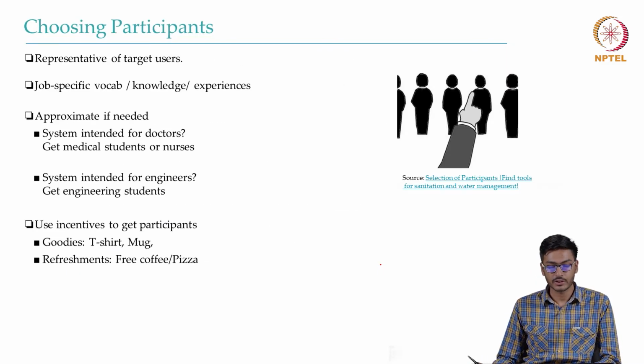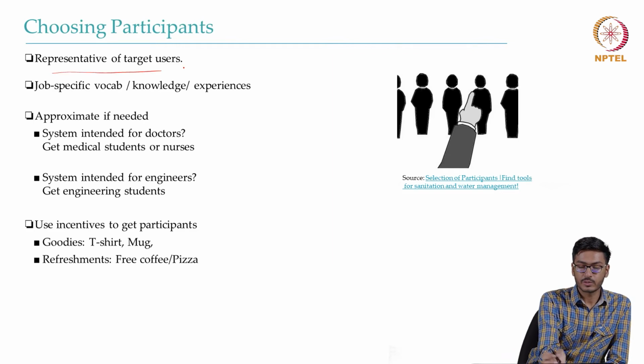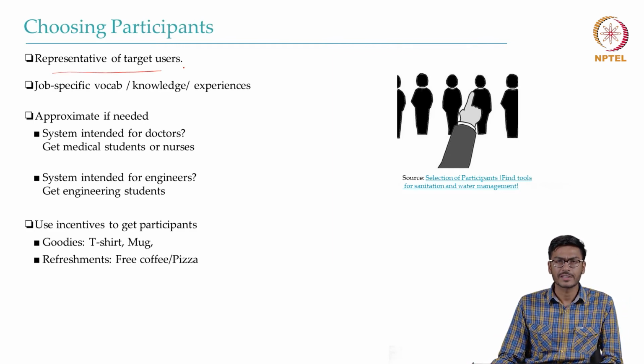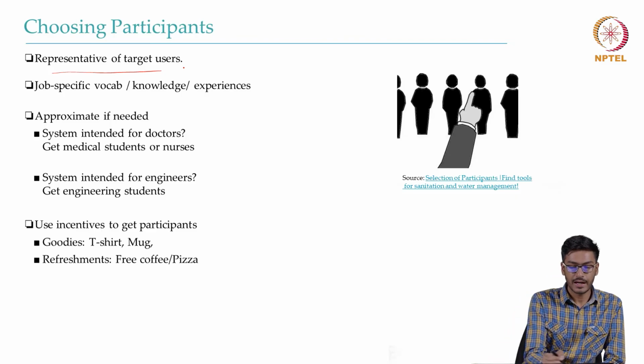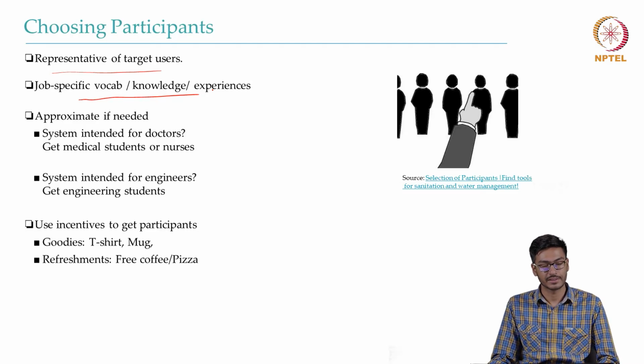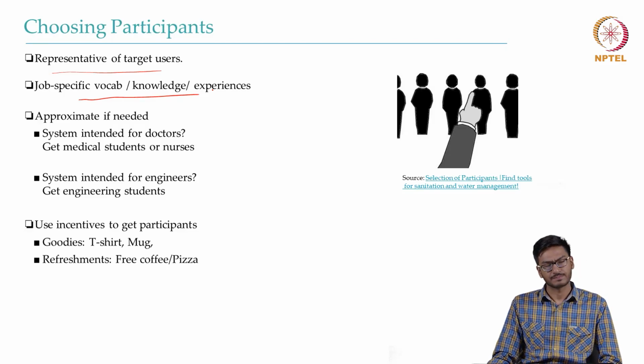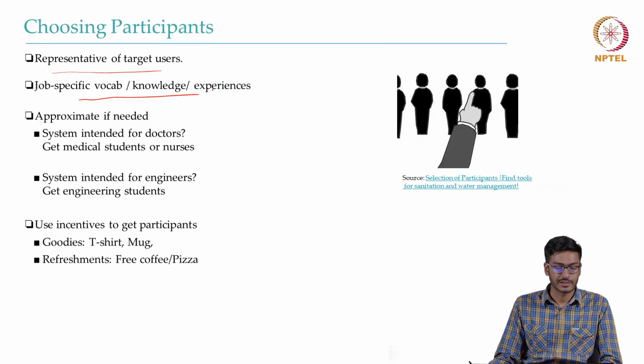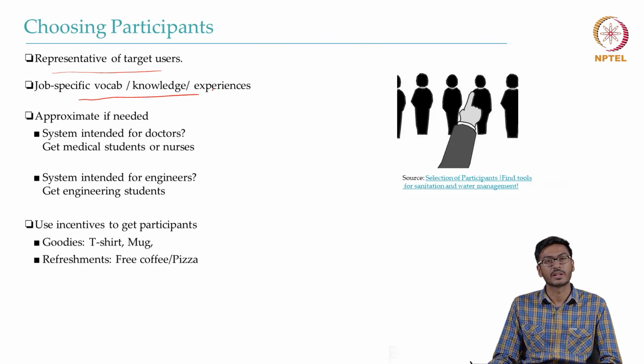Well, in a nutshell, we have to have participants who represent the target groups, and they should also have job specific vocabulary, knowledge, or experiences. Think about it. If it's a system that is intended to make the lives of doctors better, won't it be better if we actually get doctors or medical students or nurses as participants? Once again, if a system is intended for engineers, won't it be great if we get engineering students to give us feedback for the same?